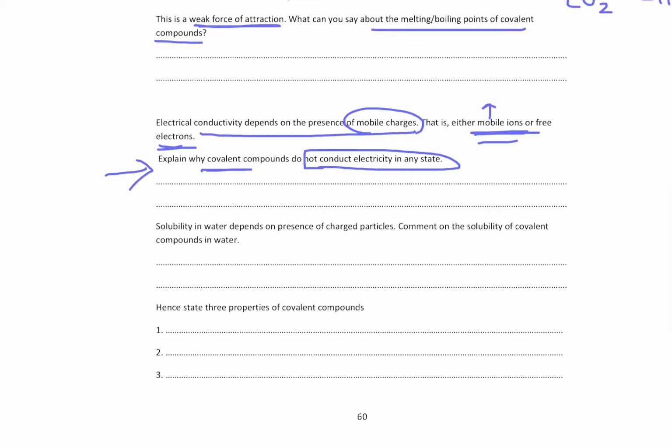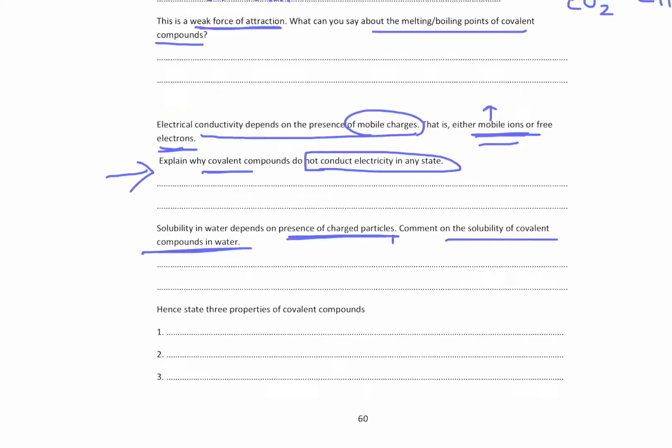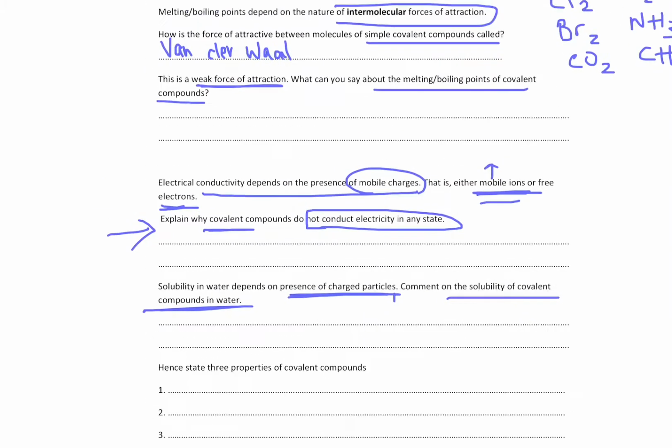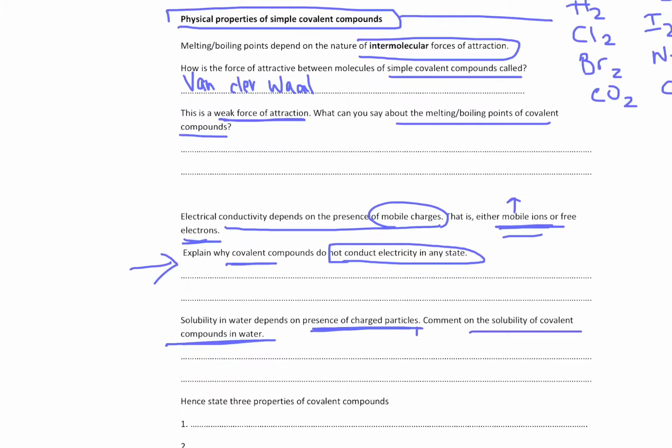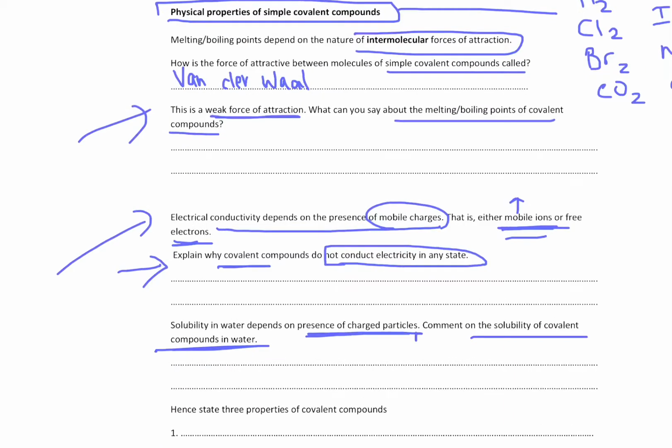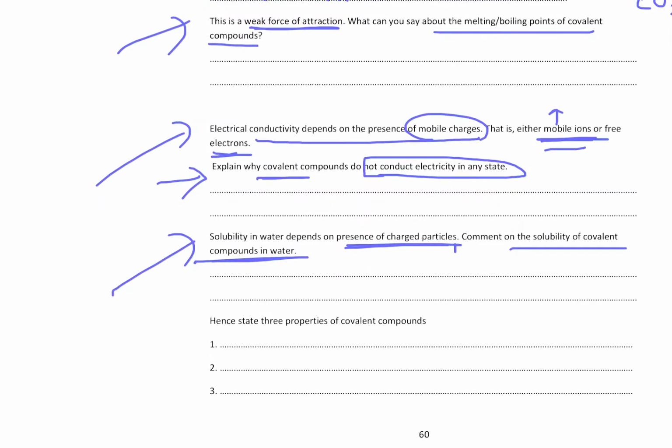Solubility in water depends on the presence of charged particles again, because water is going to be attracted to these charged particles. So can you comment on the solubility of covalent compounds in water? You just have to say whether it's soluble in water or not. And hence you're going to state the three properties of covalent compounds in terms of melting point, electrical conductivity, and solubility. So that's the three properties.